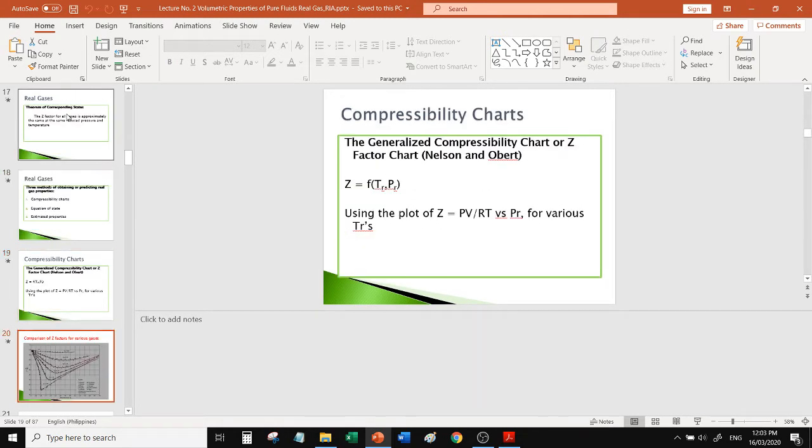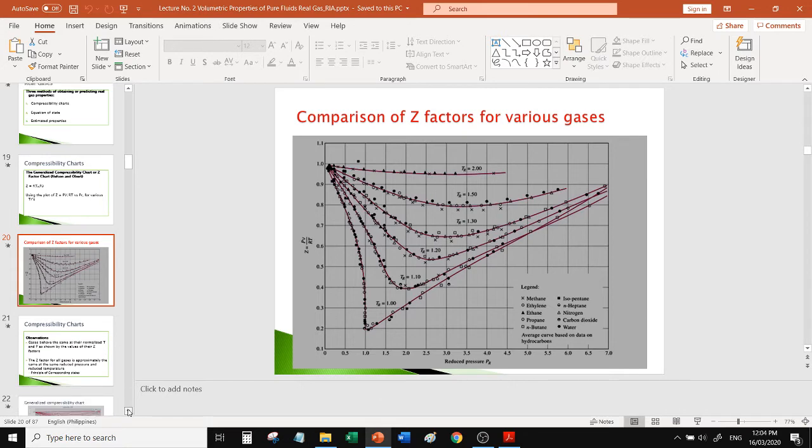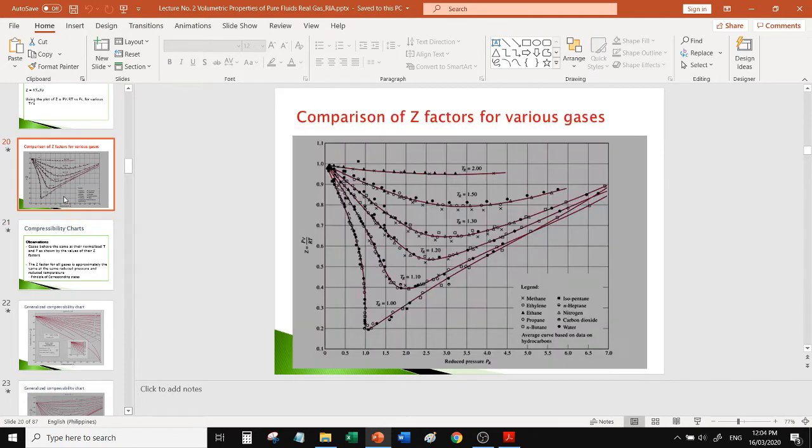Okay, these compressibility charts. And what did we observe here? We observed that when gases are at their normalized temperature and pressure, they behave the same. That's why in this compressibility chart, the different symbols here would point out different gases. And they follow patterns at certain TRs and PRs. So, meaning, for this TR here, which is this line, the different gases follow this line at different PRs.